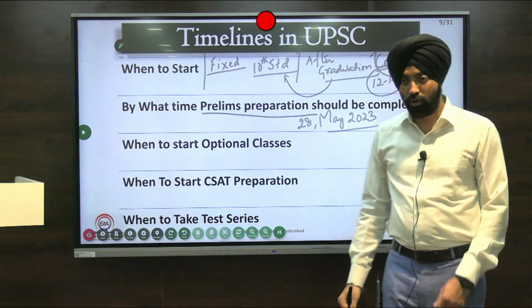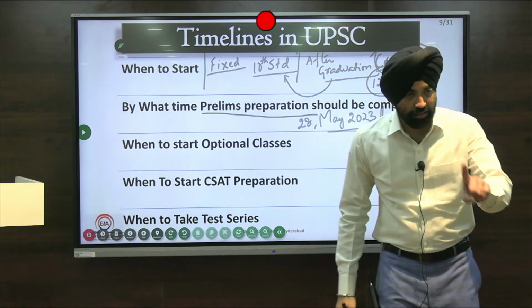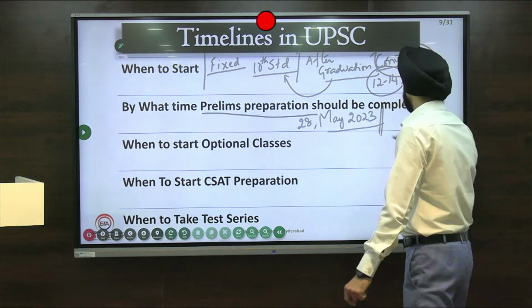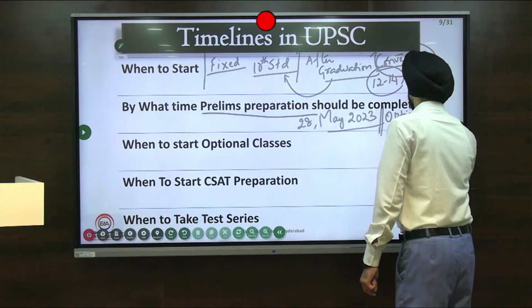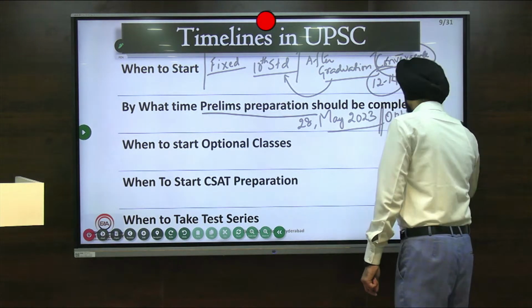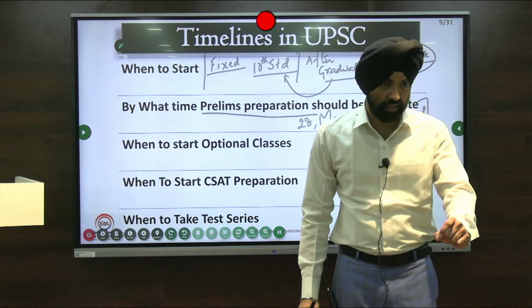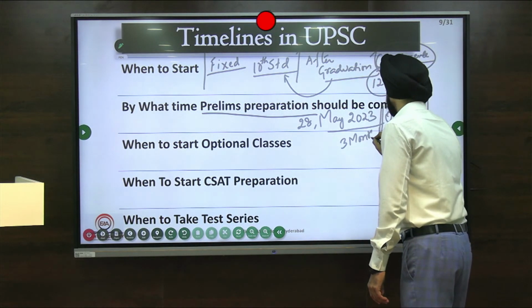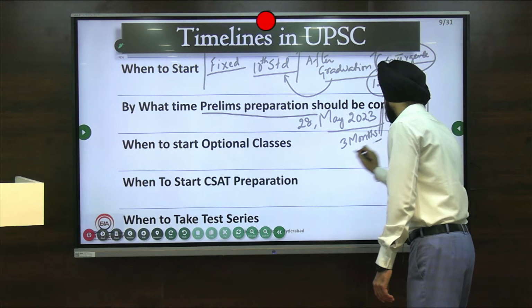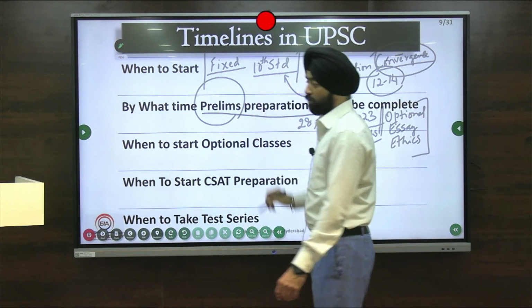So as a thumb rule, always believe that your preparation for mains, when I say mains, your optional preparation, your essay preparation, your ethics preparation, should have been completed. When I say completed in all dimensions, answer writing, practice, test series, everything, completed minimum 3 months before your prelims examination, so that for 3 months you can concentrate purely on your prelims examination.